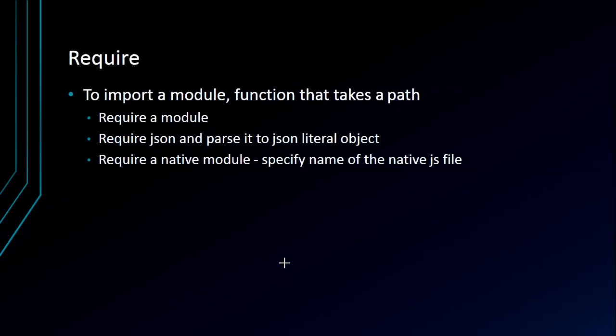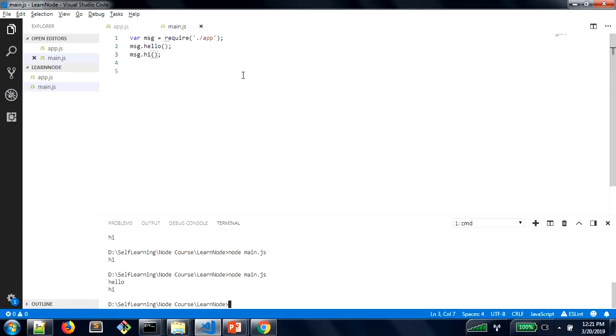So what is require? Require is a function which is used to import a module in another module. So what does require take as an argument? It takes as argument either a native module's name, such as HTTP or util, or it can take the path in case of a custom module. Let's see what it is. So this is a custom module, dot slash app.